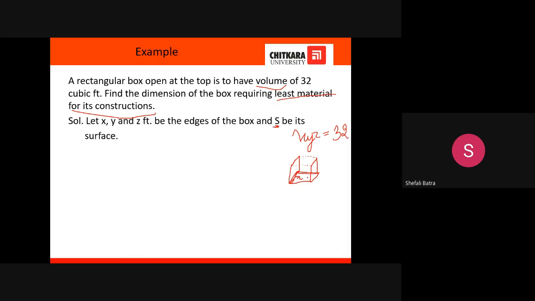So this x and this y. So what is the area of this floor? Area of this base? x into y? Right?